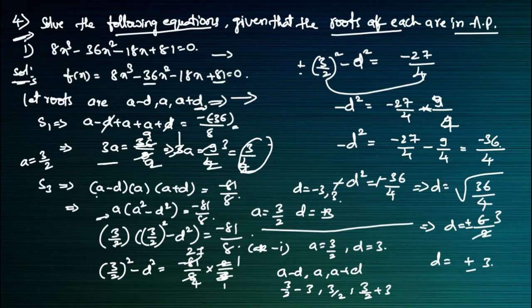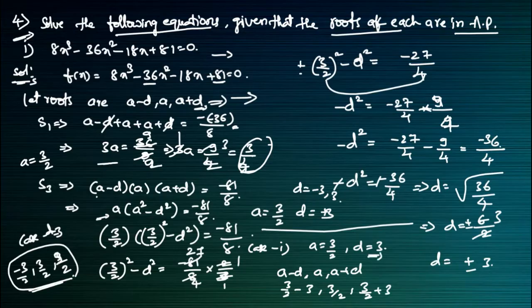So 2 threes are 6, minus 3 by 2 minus 3 by 2, minus 3 by 2 will come, and 3 by 2, 2 threes are 6, 6 plus 3, 9 by 2 will come here. So these are the 3 roots in case 1. Case 1 means I took here d is equal to 3. Now you take d is equal to minus 3 and do it, you will find another 3 roots also. So that is the answer for this fourth question.